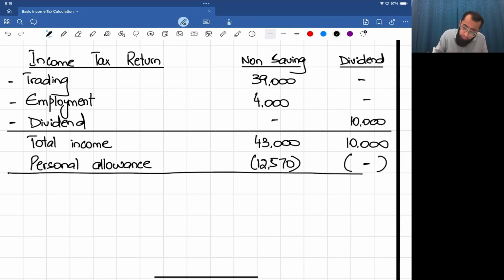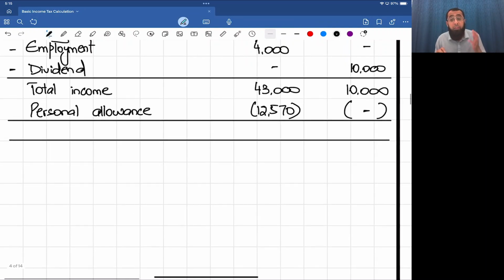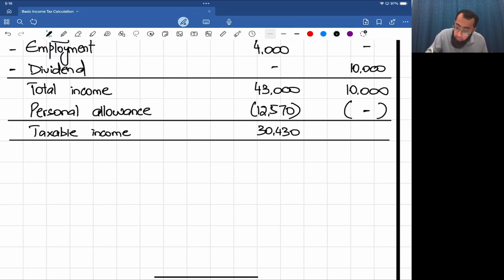So now you arrive at the value of taxable income. I believe that it's just performing the routine steps and there is nothing difficult in it. So your taxable income is 43,000 minus 12,570. So that gives us 30,430, and this is 10,000.